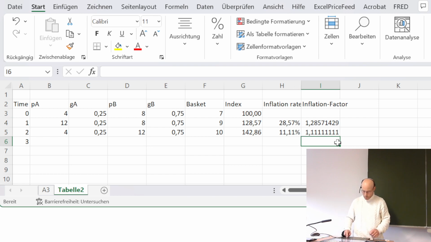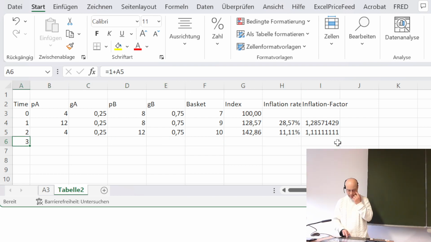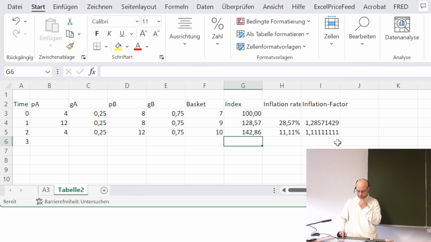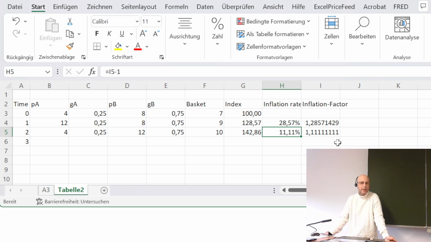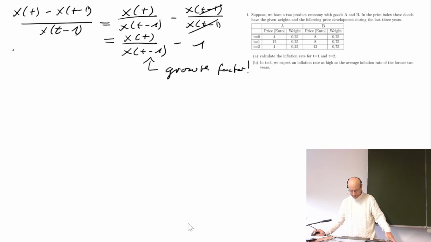Okay, and now we want to have for t equals 3 the average growth rate, or the average inflation rate of the former 2 years. What do we have to do then? So let's do it slowly. What is the thinking behind it?